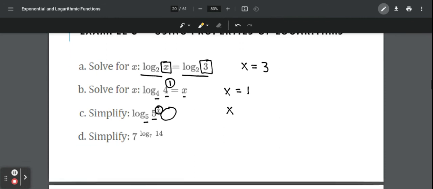Same thing with D, we're simplifying. Now we haven't seen one like this, but again, if you look at it in reverse, you have a base 7 and a base 7. So whatever you're taking the log of is what it ends up simplifying to. So that one would just simplify down to 14.